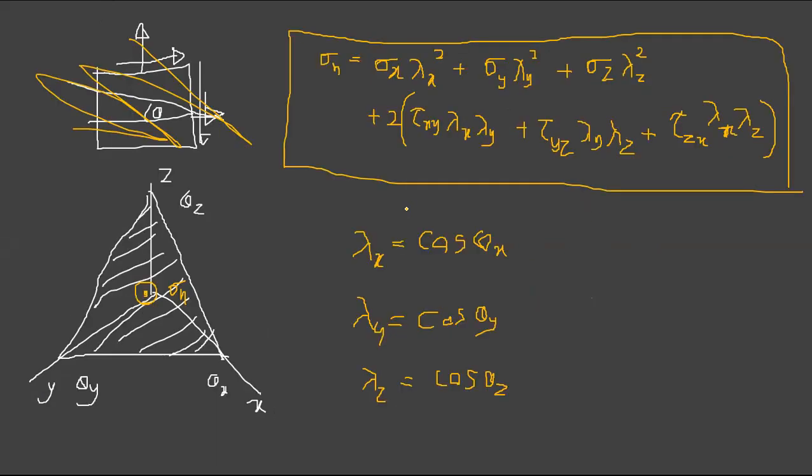So this theta: cos theta x is lambda x, cos theta y is lambda y, and cos theta z is lambda z. If you want, you can derive this using first principles, but it's not necessary to do so. So this is the idea.